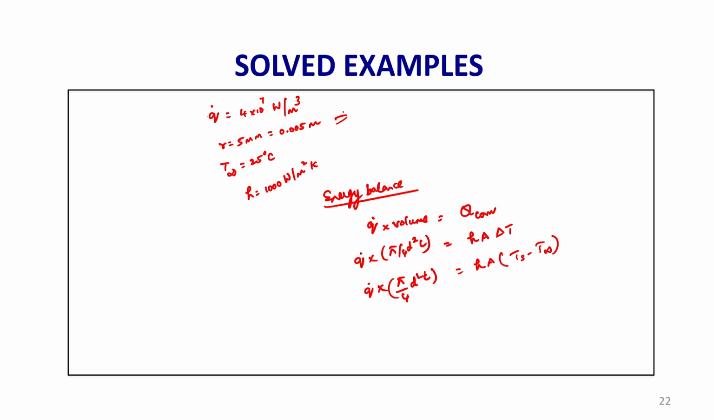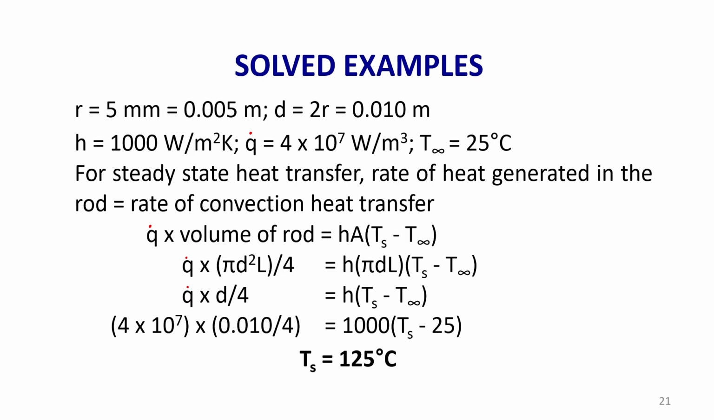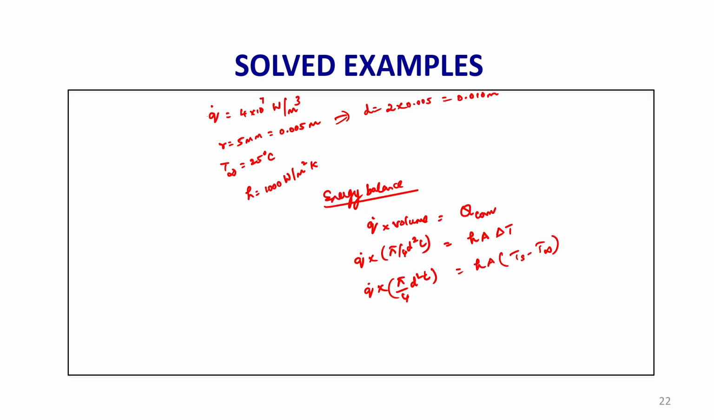So, now using this one we can find out the diameter. Diameter is equal to 2 times radius, 2 into 0.005, 0.010 meter. That is 10 millimeter, radius is 5 millimeter, so diameter will be 10 millimeter. So, all these values are known. Let us see what is the value of L. I think in the pi by 4 d square L, this length term will get cancelled. So, this is H into surface area pi d L into Ts minus T infinity, pi by 4 d square L. We can even simplify this one.